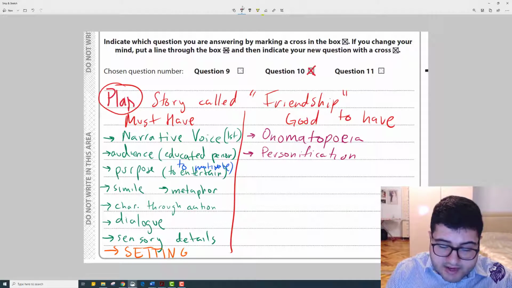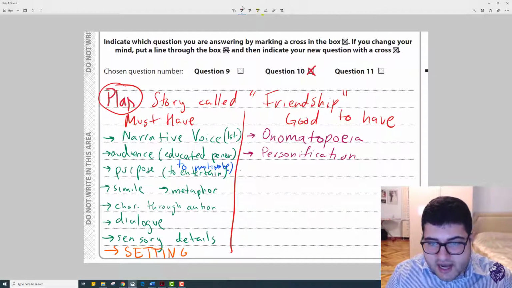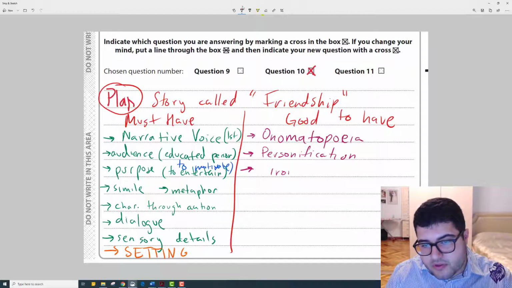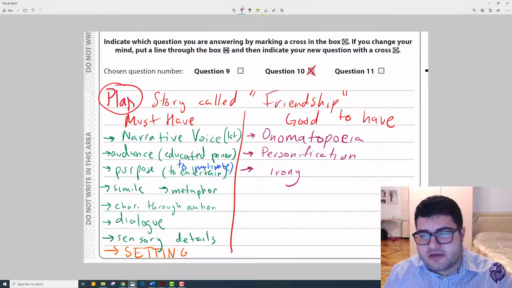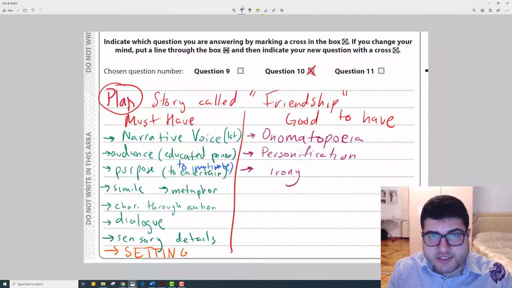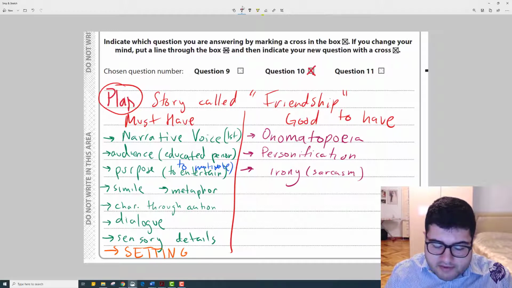The other thing that might be good to have is irony. And the easiest irony, I guess, is sarcasm. But that has to be cleverly done. Especially in a short piece of writing, it might be difficult to build situational irony. But a little bit of sarcasm might be easier to do.